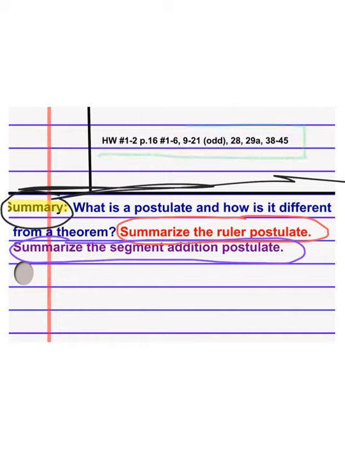All right, the homework, again, this is going to be on big ideas, so you don't need to write this down. The homework for 1-2 is 1 through 6, 9 through 21, just the odds, good news. 28, 29, part A, 38 through 45.